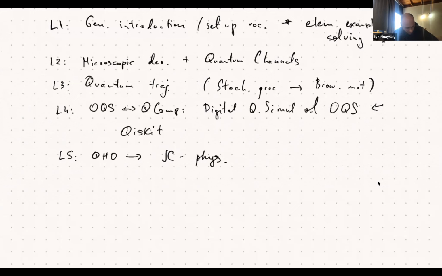Okay, so that's what the plan of the lectures looks like. And now let's go to what you can read if my lectures are not enough, or if you decide that you want to use open quantum systems for something in your research. So, books and papers.